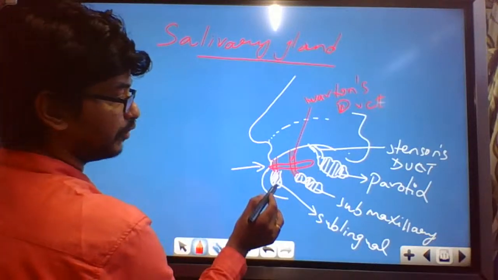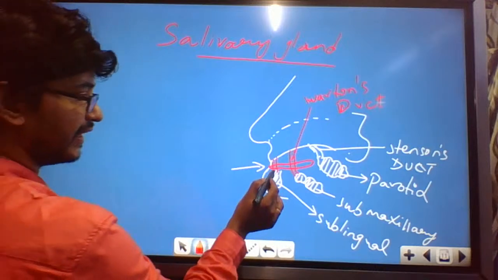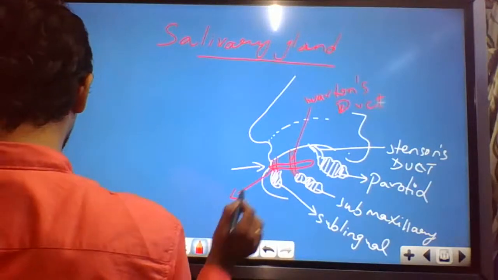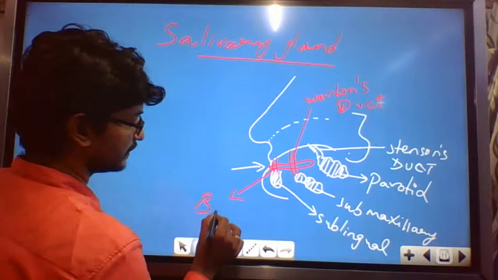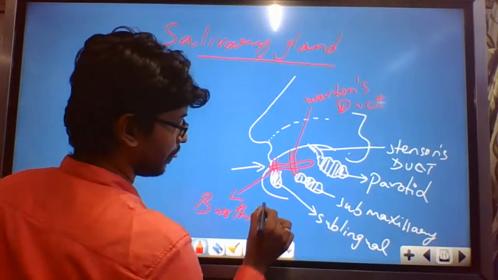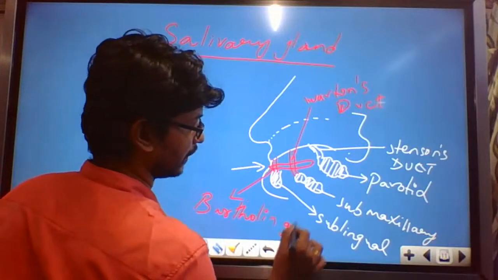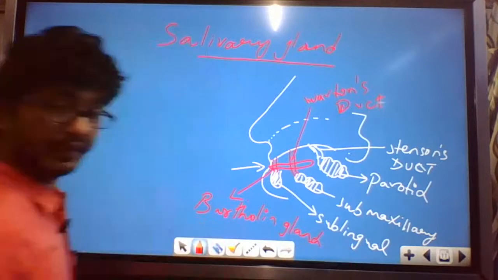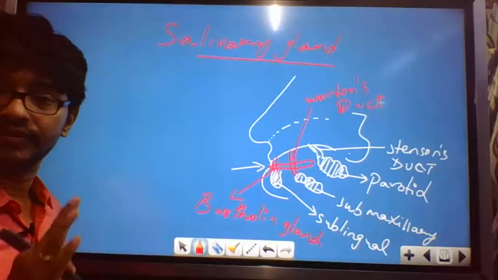Sublingual also has a duct, and this duct we call the Bartholin gland. Okay, so these are the three types of salivary glands.